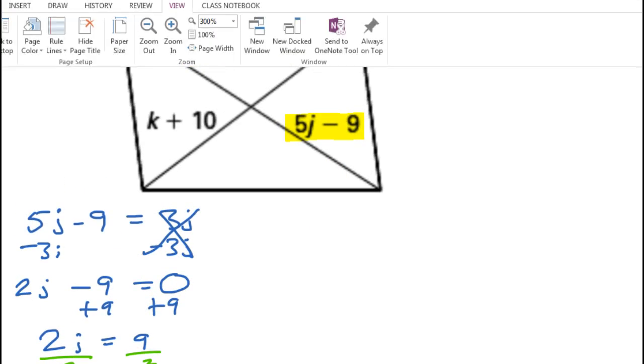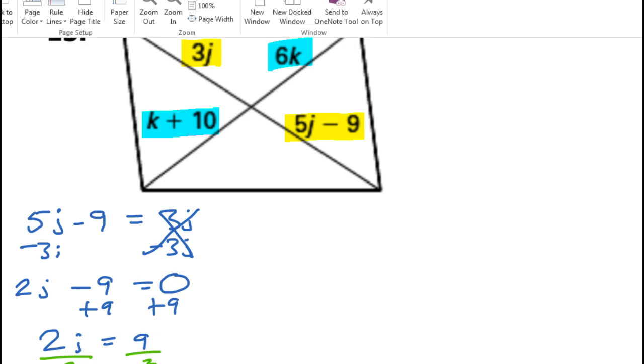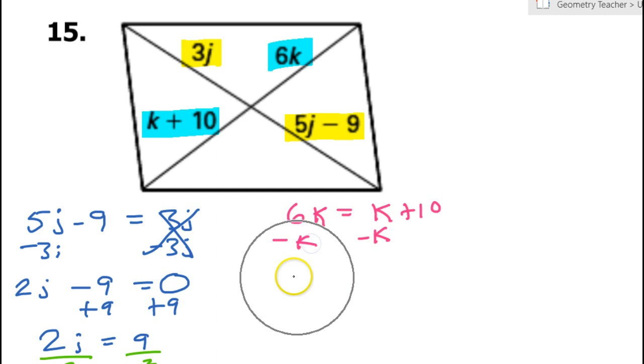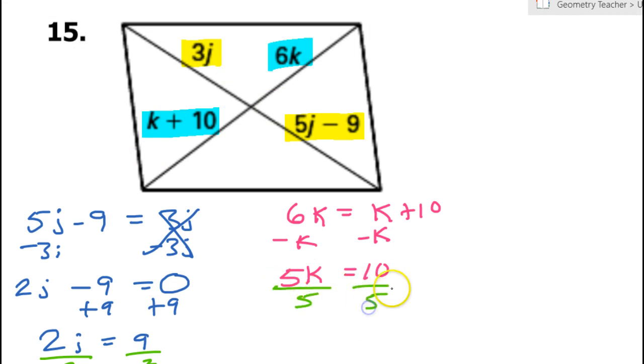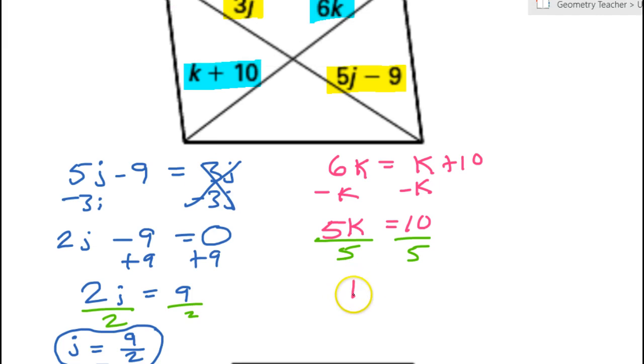Now, the rest of it, these halves of the diagonal should also equal one another. So I'm going to have 6k is equal to k plus 10. If I subtract k from both sides, that's going to give me 5k is equal to 10. And then if I divide both sides by 5, then I see that k is equal to 2.